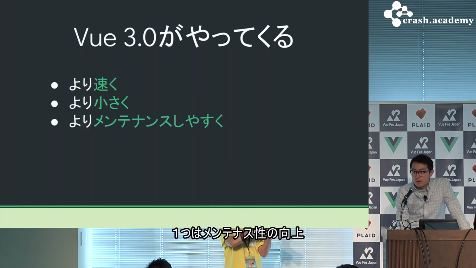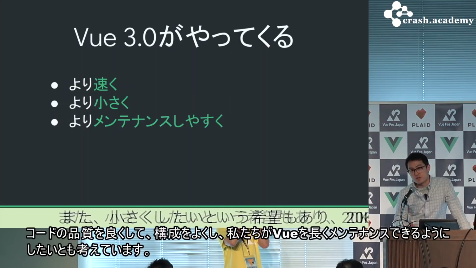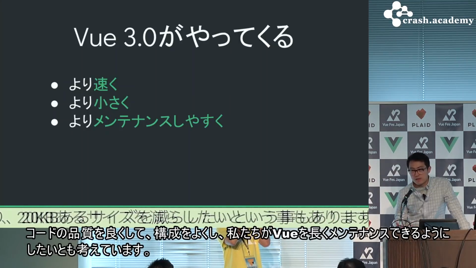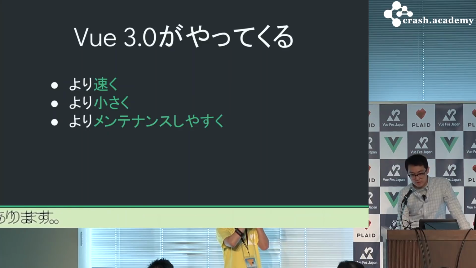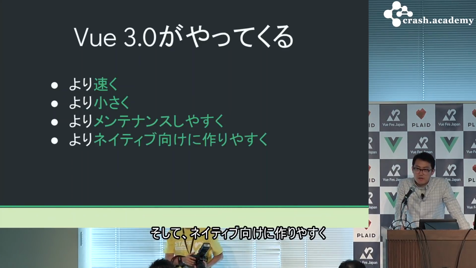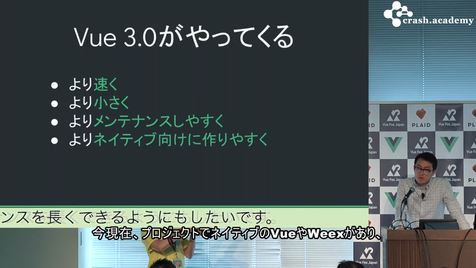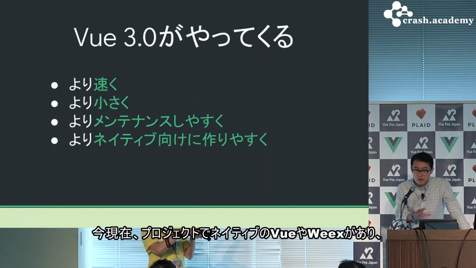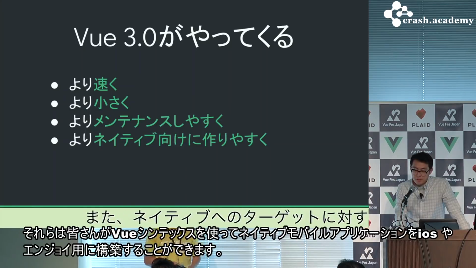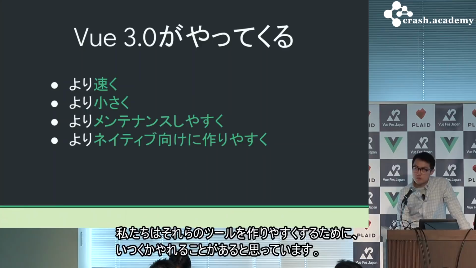And we want to also make it more maintainable for us. We want to improve our code quality and our build infrastructure, to make sure that we can keep maintaining Vue for the long run. And then we want to make it easier to target native. There are currently projects like NativeScript Vue and Weex, which allow you to use Vue syntax to build native mobile applications for iOS and Android.